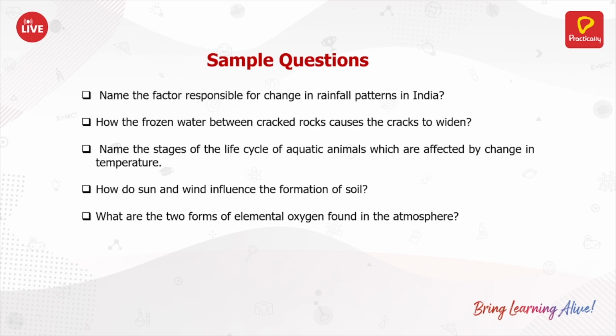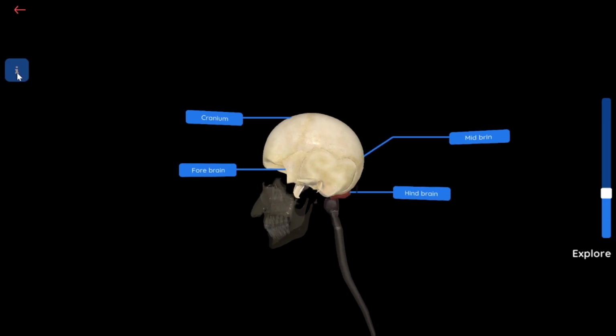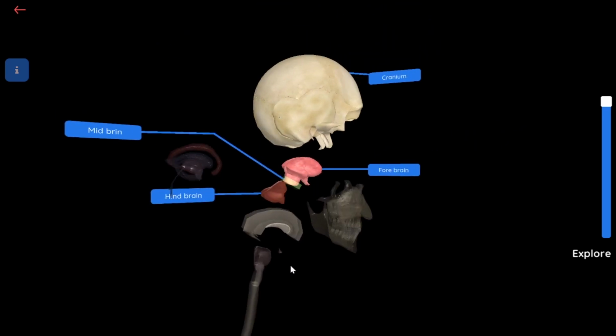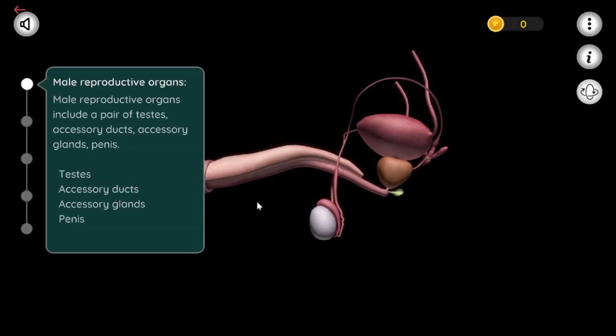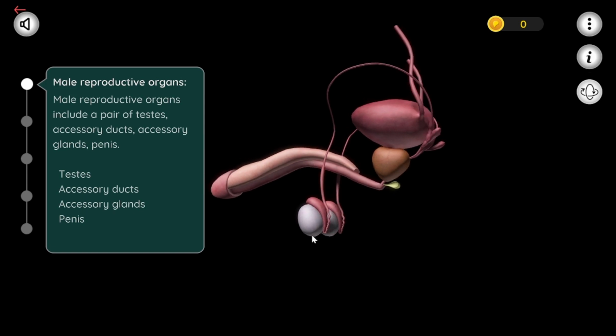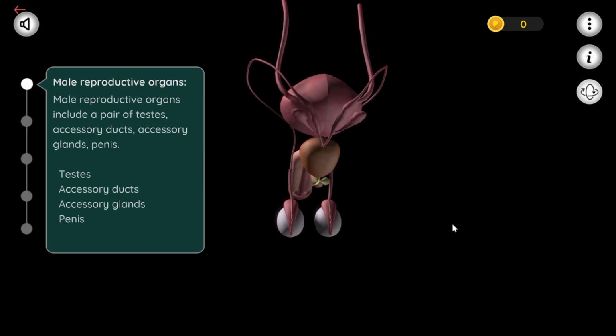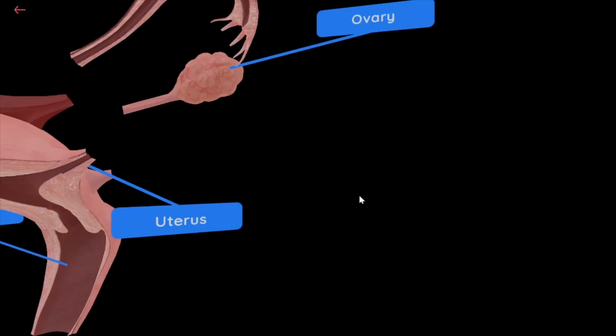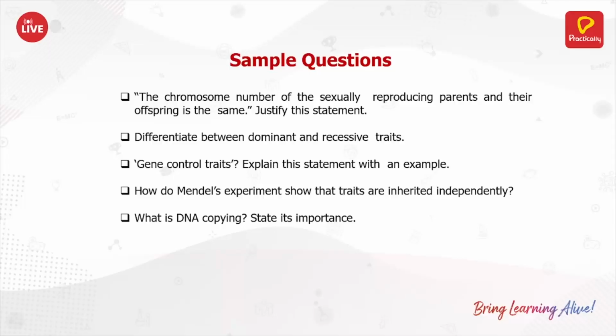Well, Practically has something more to offer. We have numerous 3D simulations which help both teachers and students to explain and understand concepts well in detail. For example, here is a part of human anatomy explaining the male and female reproductive system. Isn't it fascinating? It truly brings learning alive. And based on that, we have many important and interesting questions to help you score well.